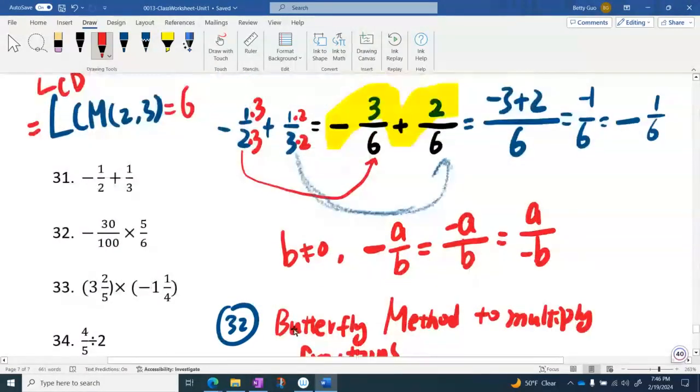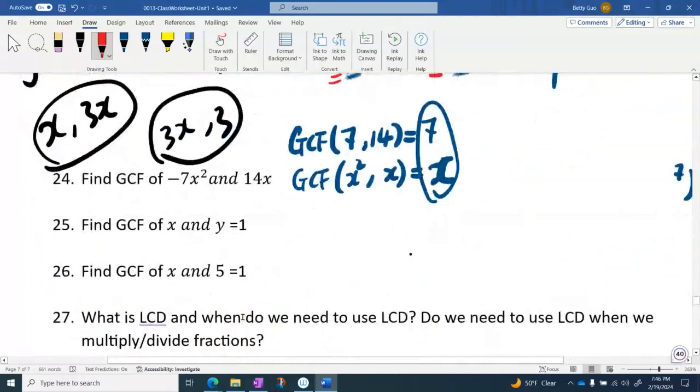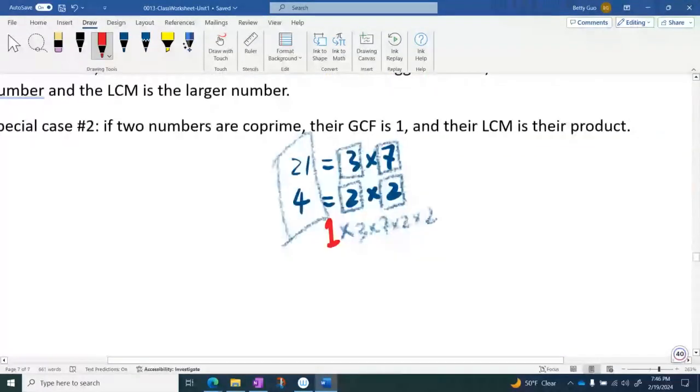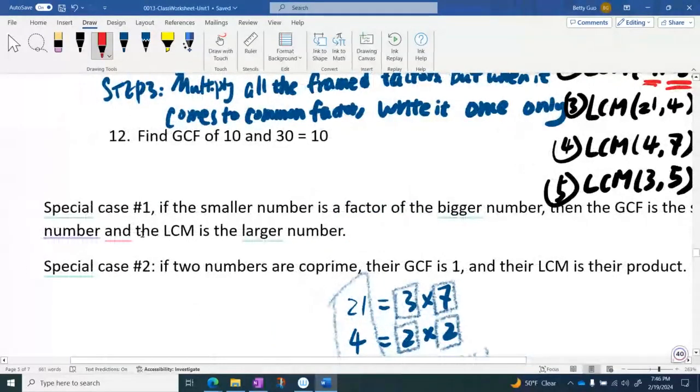So GCF and LCM, let's summarize. Very, very important thing is today we learned 2 conclusions, 2 special cases, finding LCM and GCF. If we have 2 numbers and one happens to be a factor of the other, then the GCF is the smaller number, the LCM is the bigger number. If we have 2 numbers that are co-prime, then their GCF is number 1, and their LCM is their multiplication.